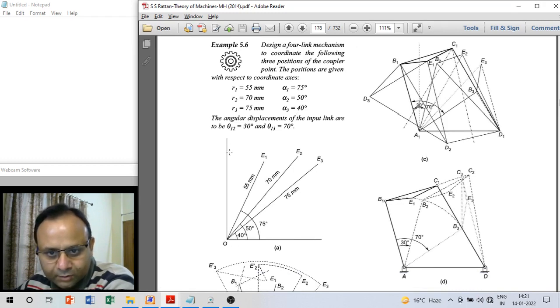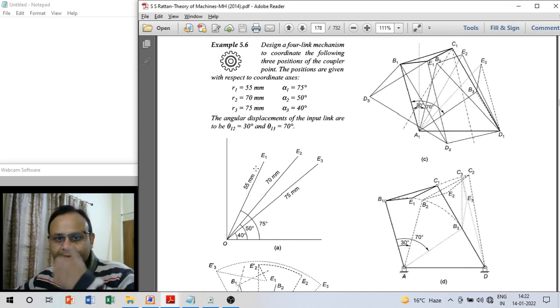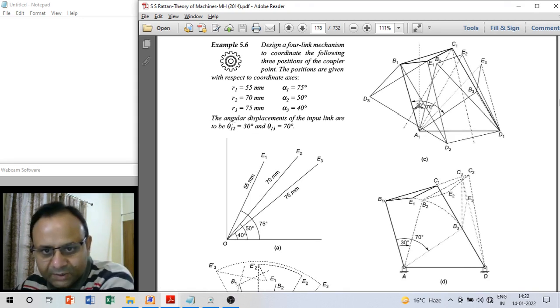Think of these as coordinate axes, and for E1, E2 and E3 you are given the distance r and angle alpha, like in polar form. So distance is 55, angle is 75, distance is 70, angle is 50. Like that you are given E1, E2, E3. And in this case timing is also prescribed. The angular displacement of the input link, theta 1 2 is 30 degrees, theta 1 3 is 70 degrees. That is also prescribed.